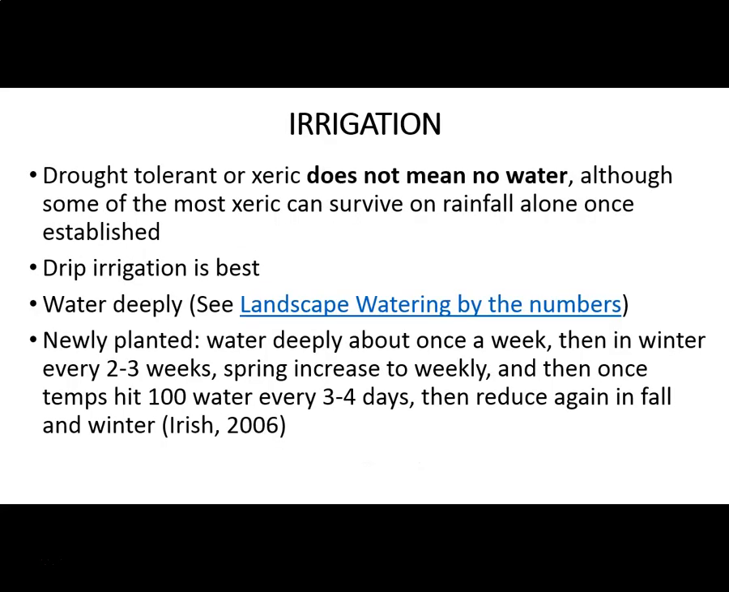So now let's talk about irrigation. This is a tough topic to give any sort of recommendations, but I will attempt to give some general recommendations. They're always going to vary depending on the situation locally in your space. But an important principle is that just because a plant is drought tolerant or xeric does not mean it can survive on no water at all. Although some of the most xeric, such as a lot of our cacti and plants like brittlebush and creosote, can survive on rainwater alone, assuming that we get rainwater and assuming that they're already established.